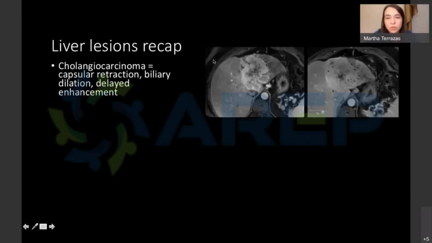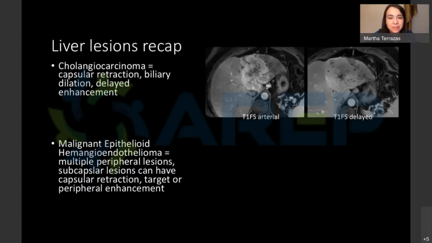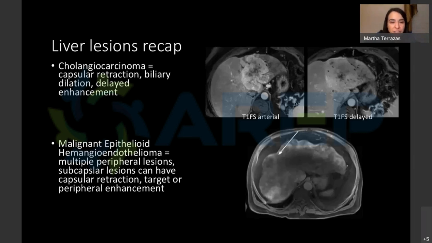Cholangiocarcinoma, we're going to have overlying capsular retraction, intrahepatic biliary dilation, and delayed enhancement. And malignant epithelioid hemangioendothelioma, multiple peripheral lesions, subcapsular in location, and can have capsular retraction. And they're sort of going to have this target or peripheral enhancement that we had here.